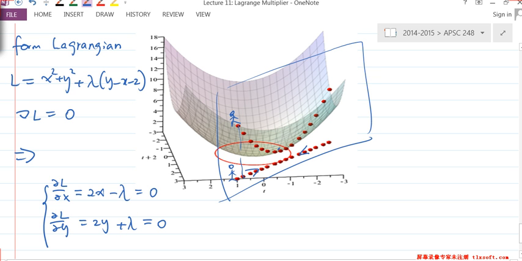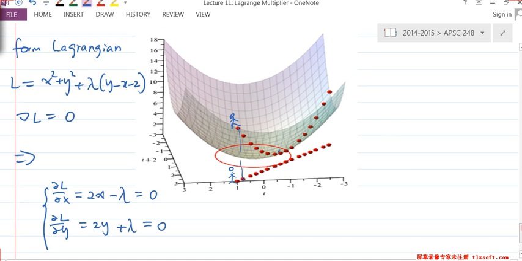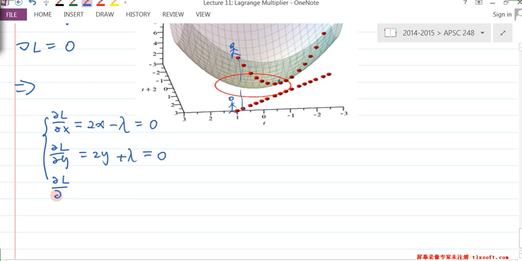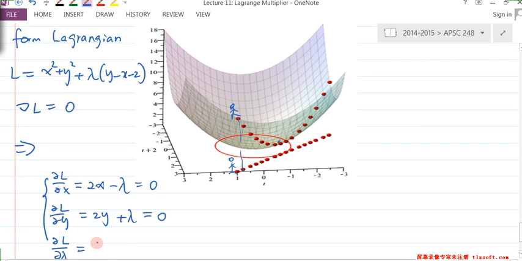The last one is partial L over partial lambda, which is the constraint. So it's three equations.